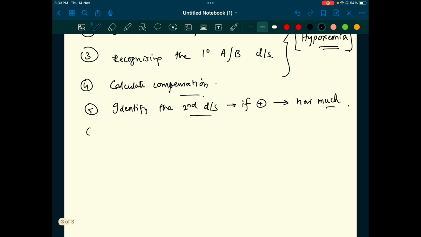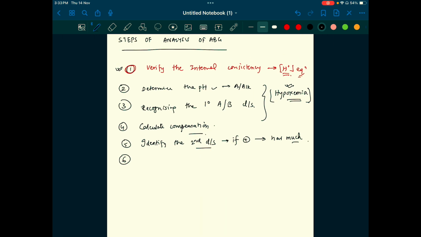Now sixth is going to be: if there is metabolic acidosis, we have to see the anion gap. There are two types of metabolic acidosis based on the anion gap, whether it's normal anion gap metabolic acidosis or high anion gap metabolic acidosis. The most important is whether it is high anion gap.